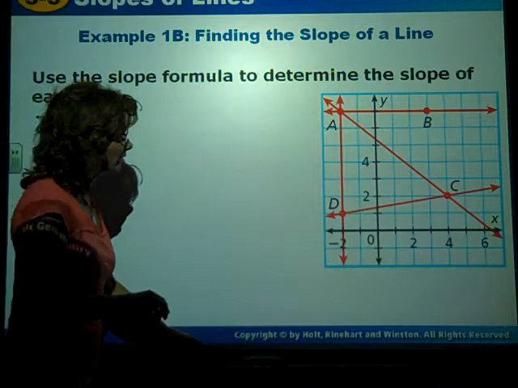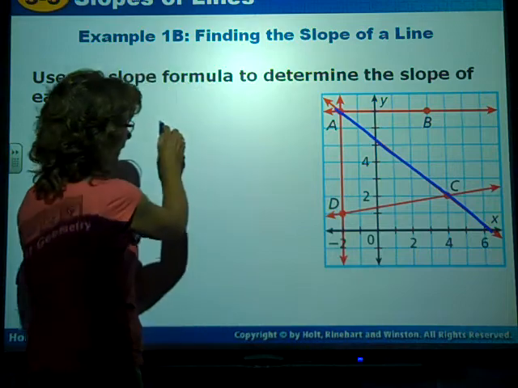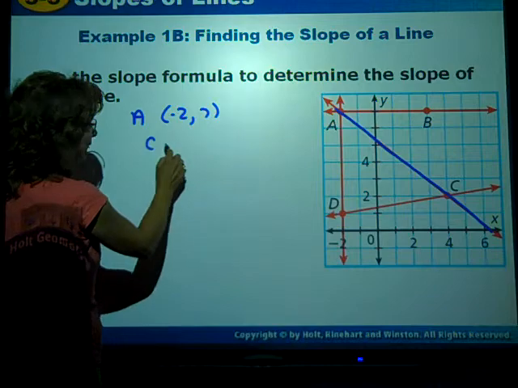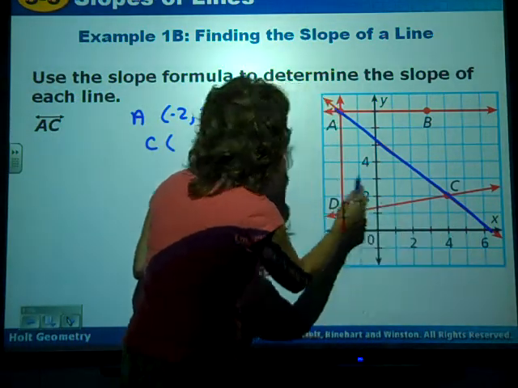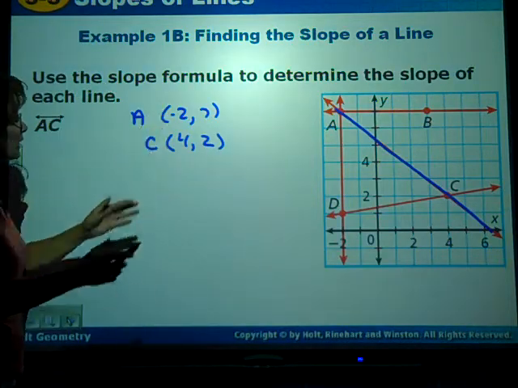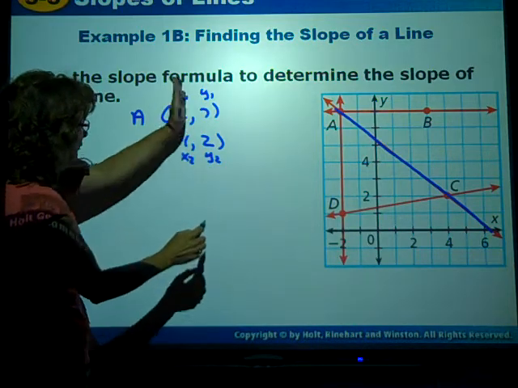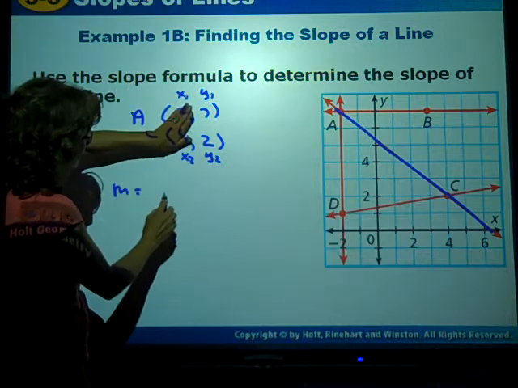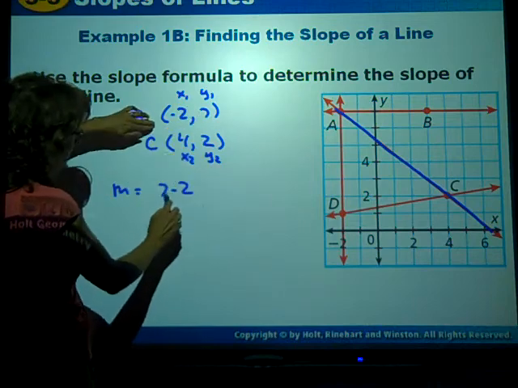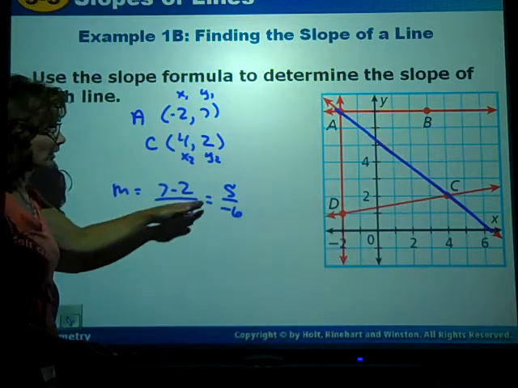Now we want to find AC. So now we're going to look at this line. Once again, A is -2 and 7, and C is 4 and 2. And another nice way to look at this, if you think about this as x sub 1, y sub 1, x sub 2, y sub 2, for my slope, I can just cover this up and say 7 minus 2. The second coordinates go on the top. And here I'm going to put -2 minus 4. So I've got 5 over -6, and there's my slope.